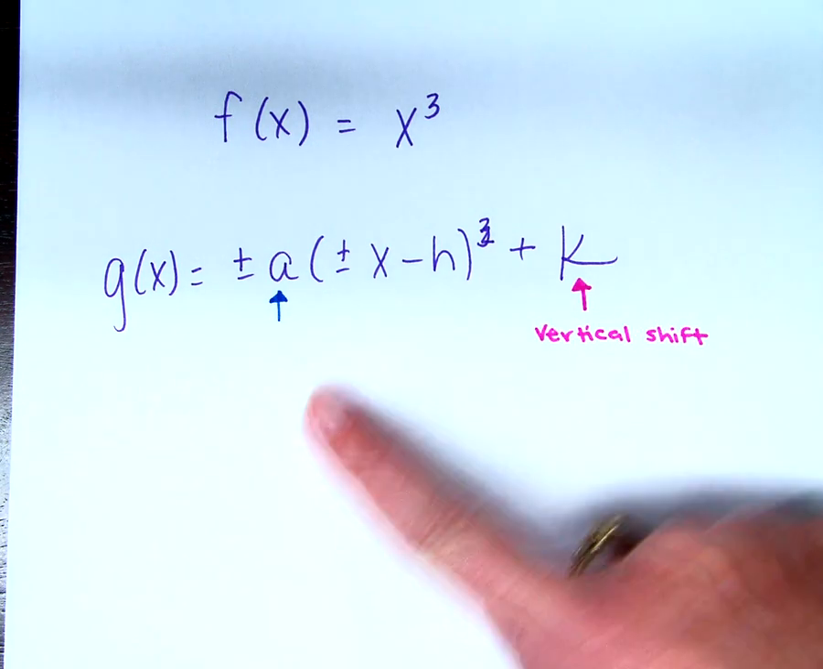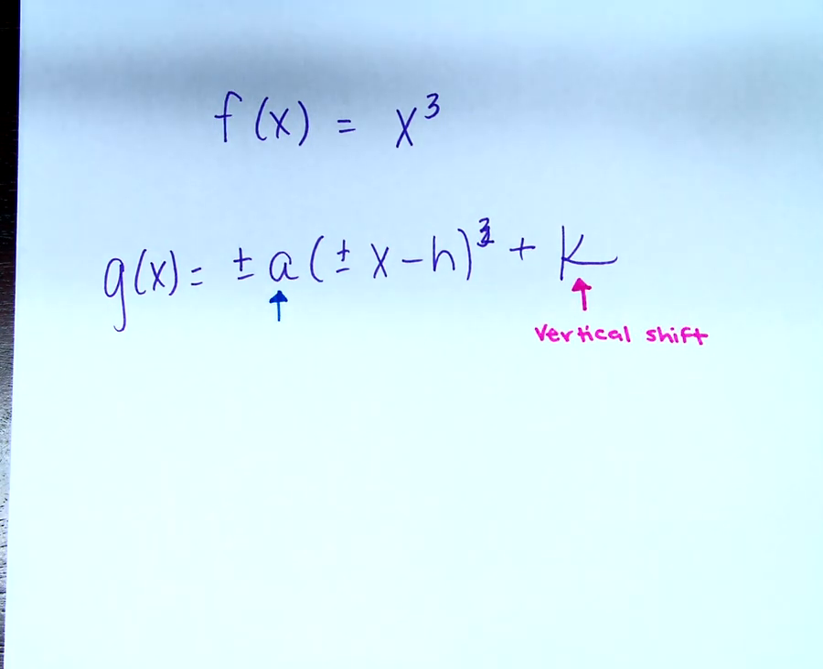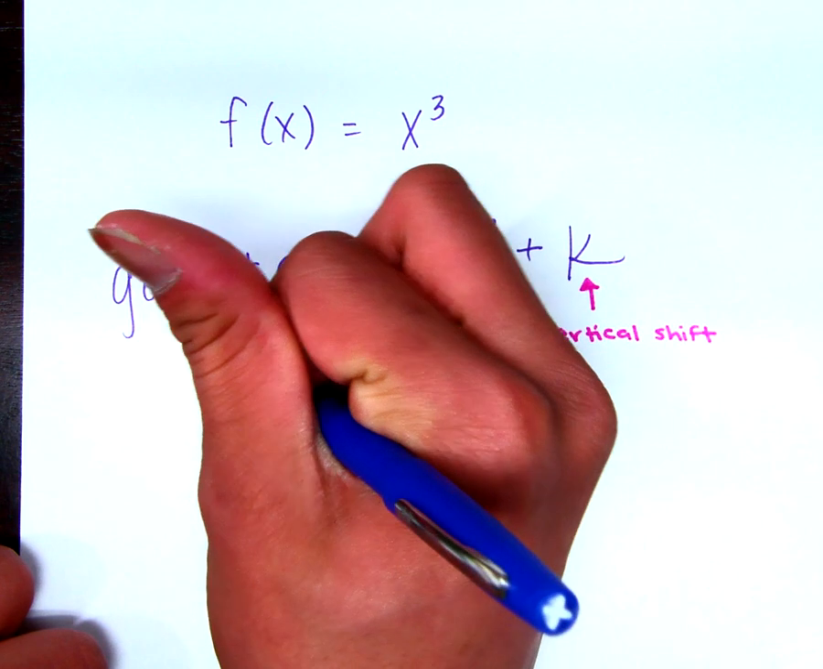So where is the A compared to the function? Is it inside or outside? If it's outside, doesn't that cause a vertical change? Yeah. So would you please write vertical stretch or shrink? Vertical stretch or shrink. Perfect.